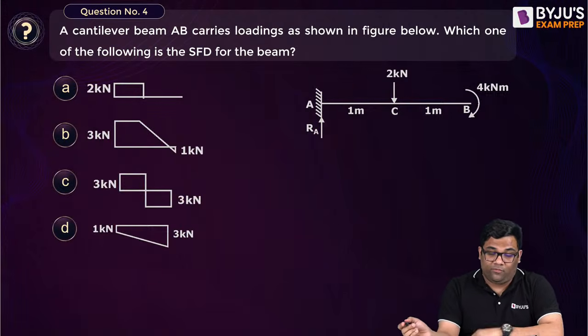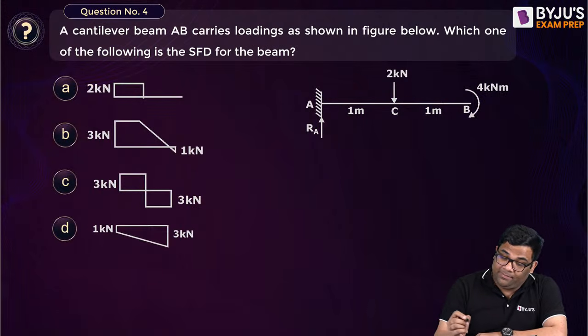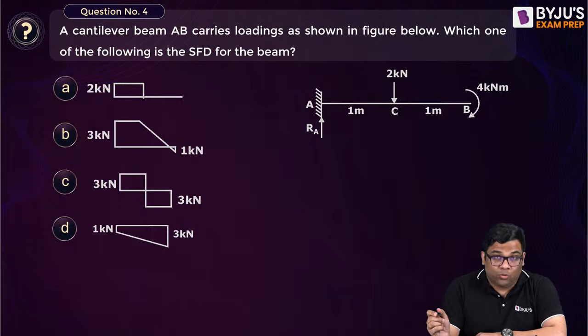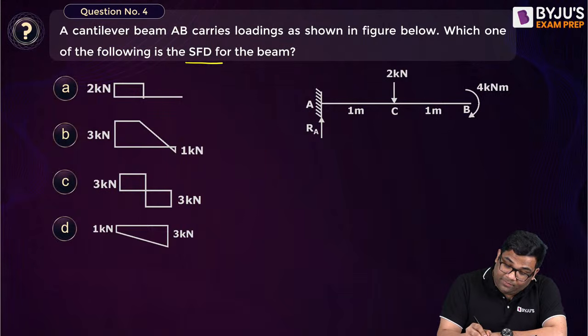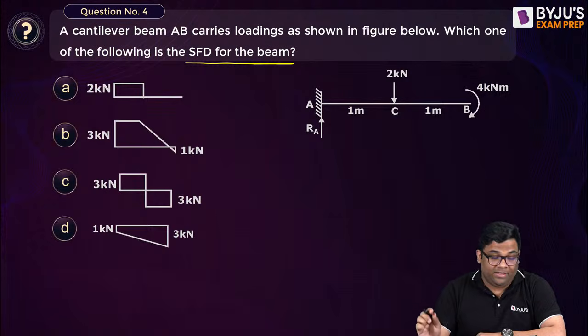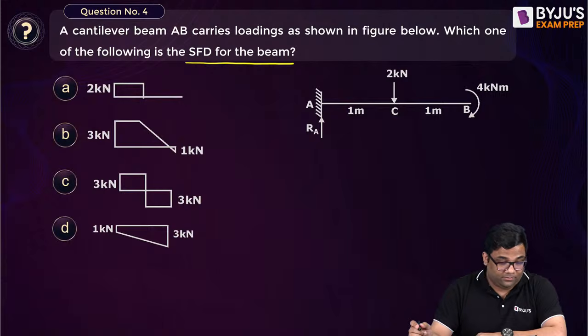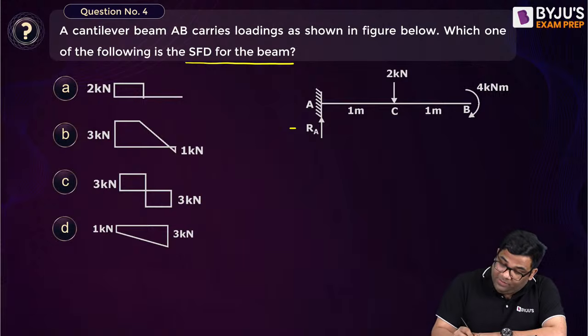Next question, question number 4. The cantilever AB carries loadings as shown in the figure below. Which one is the correct SFD for this beam? Draw the correct SFD diagram. Please draw and tell me the right answer. See, RA will be how much? 2 kilonewton. RA will be 2 kilonewton because this load is 2 kilonewton.